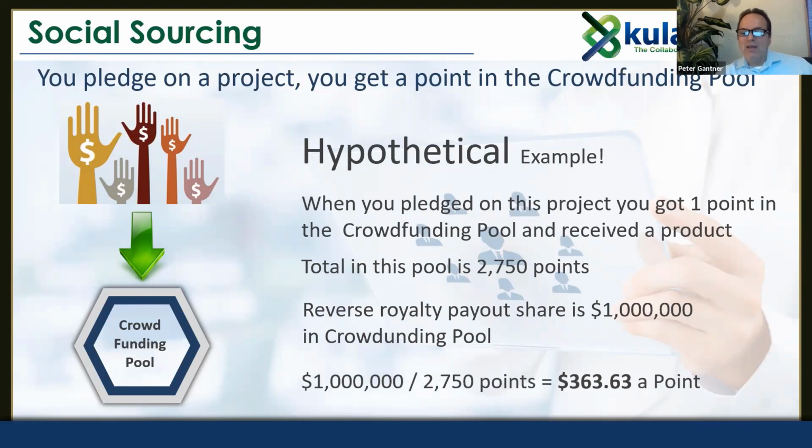Let's say that you have just 1 point, because all you did was crowdfunding. You simply purchased the product. That $1 million divided by the 2,750 total points in the pool equals $363.63. Most of our crowdfunding, guys, is like $60, $70 to get that point. So I want you to get this picture. You spent $60 or $70, purchased the product, received the product. 4, 5, 6 years down the road, the company is now a global company. That one activity paid you $363.63 within this royalty period.